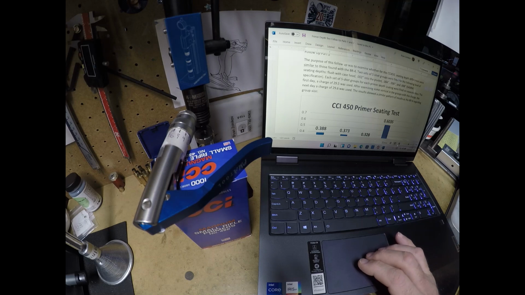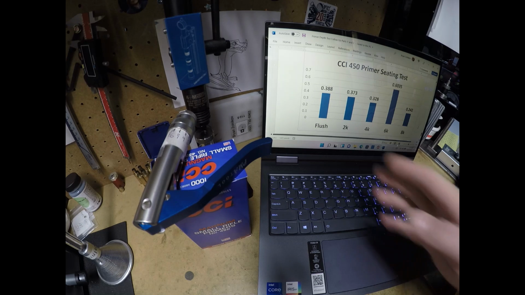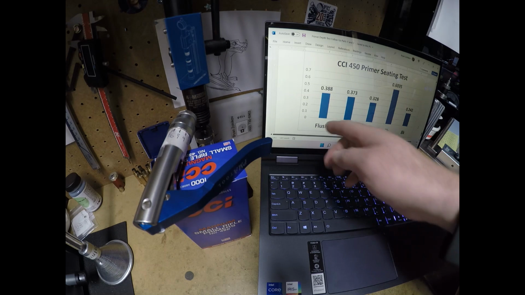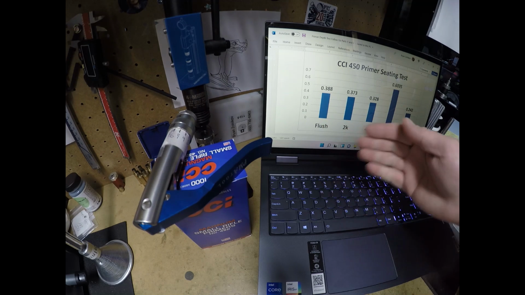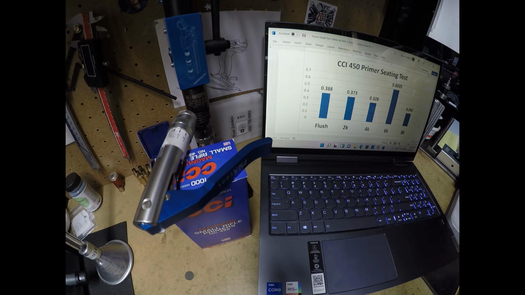I took the 450s and seated them in different variations: flush with the case head, 2,000 seated in, 4,000 seated into the primer pocket, 6,000 in, and then 8,000 in. Again, 8,000 is the SAMMI spec. It's also the 9,000s that did the best in the previous test. So 8,000 seems to be a magical number here.